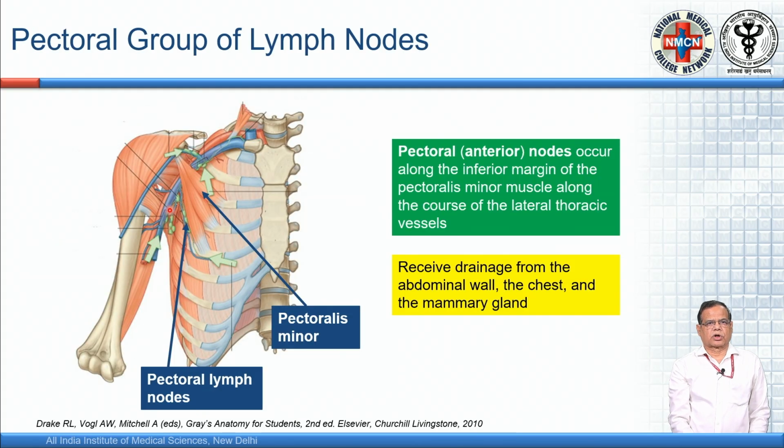The lymphatics of the axilla will be covered in the next video, but here we can see some of the lymph nodes at the lower border of the pectoralis minor muscle. These are called the anterior group of lymph nodes of the axilla. They lie along the lateral thoracic artery. They receive lymphatics from the abdominal wall, from the chest wall, and also from the axillary tail of the mammary gland.